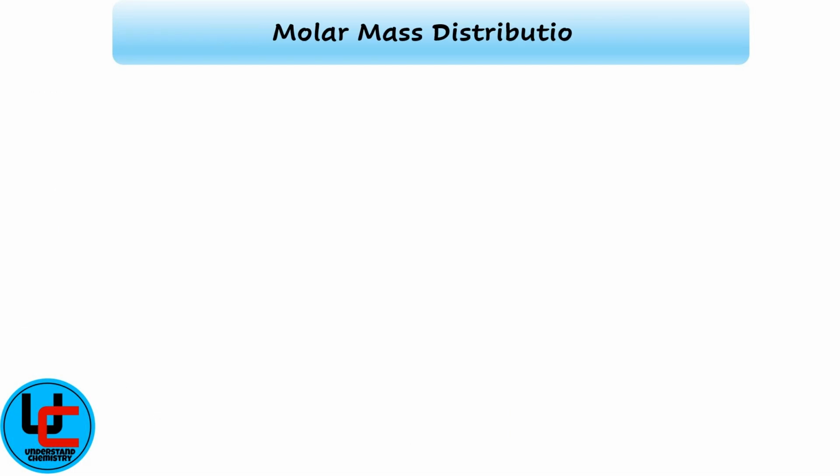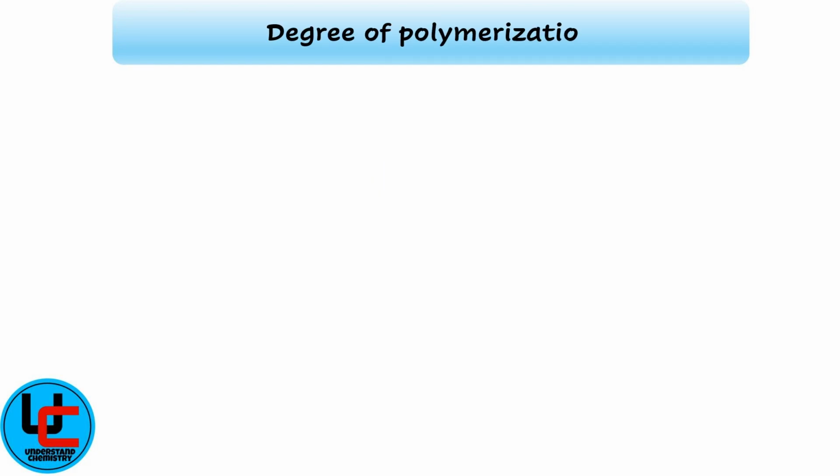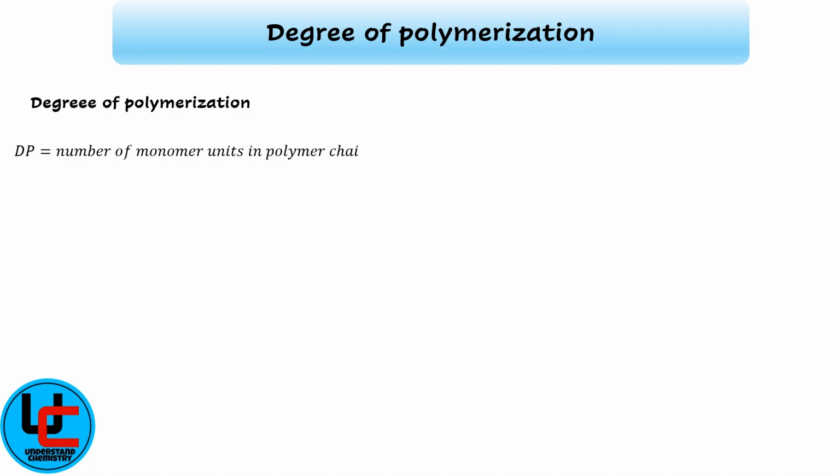This graph represents the molar mass distribution of a polymer sample, with the x-axis showing molar mass and the y-axis showing the number of chains at each molar mass. The 2 points marked on the curve are the number average molar mass and the weight average molar mass. Let us see how molar mass averages help to calculate degree of polymerization. The degree of polymerization is defined as the number of monomer units in a polymer chain. We can calculate degree of polymerization by dividing the total mass of polymer by the mass of monomer.